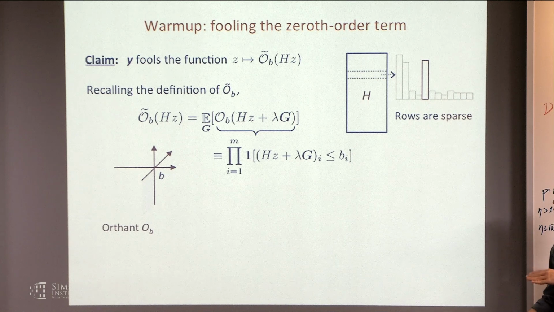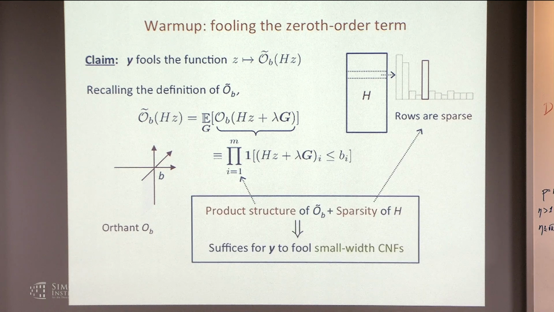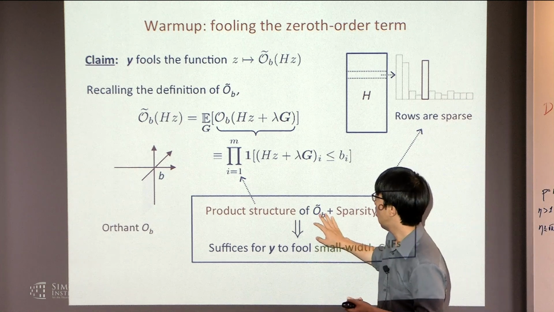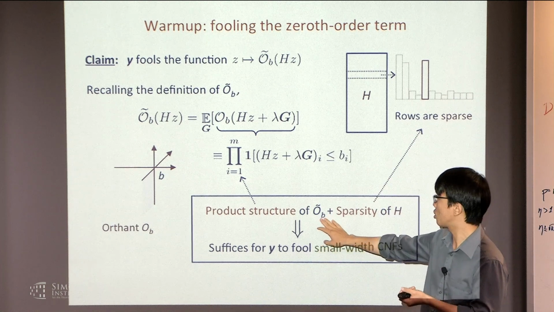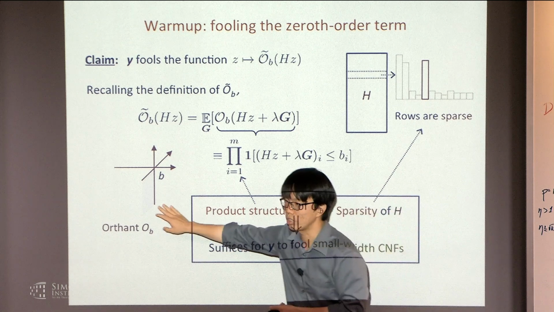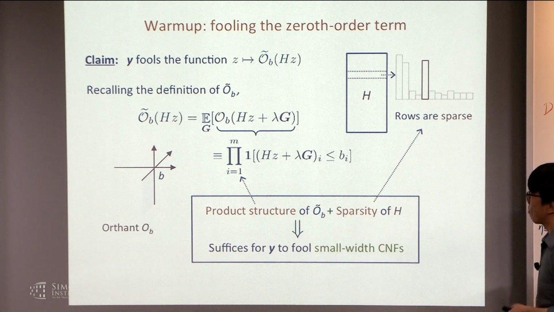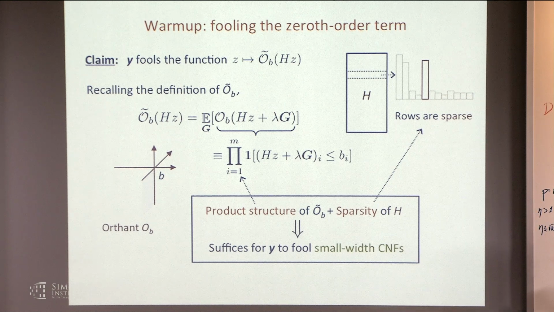So every function in the product, there are m functions, and m is large, but each function only depends on a few coordinates. So this is the product of ORs, the AND of ORs, and the AND of ORs is something we know and love. It's a CNF formula, and we're good at fooling CNF formulas. So combining the product structure of O tilde, which is inherited from the product structure of an orthant, plus the sparsity of our head variables, we can show that to handle just a zeroth order term, it suffices to fool small width CNF formulas.